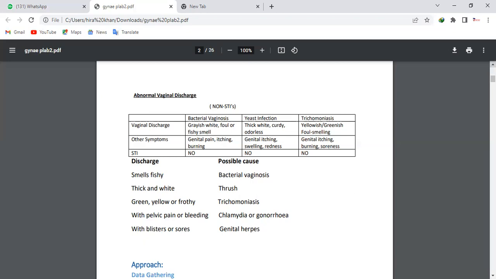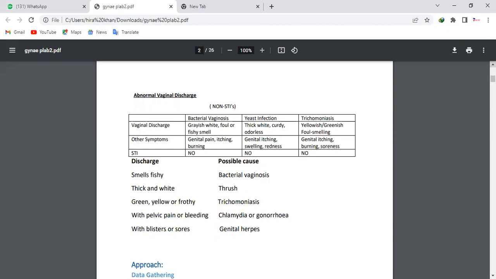First of all, just for a quick review, I have provided you with this table. The non-STIs that come in the scenarios are of three types: bacterial vaginosis, yeast infection, and trichomoniasis. You should know which color of discharge goes with which. If the scenario relates to any of these, they will give you a proper, clear history. They will mention that the patient has grayish white discharge that is non-itchy, or that it is a curdy white discharge, or that it is foul smelling and the discharge comes right after sexual activity, a greenish foul smelling discharge. So you have to learn them.